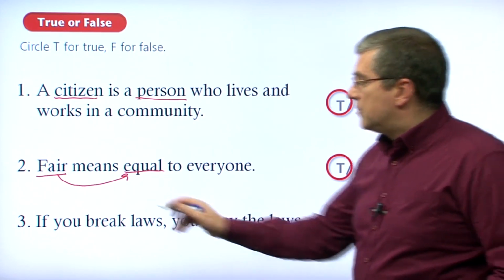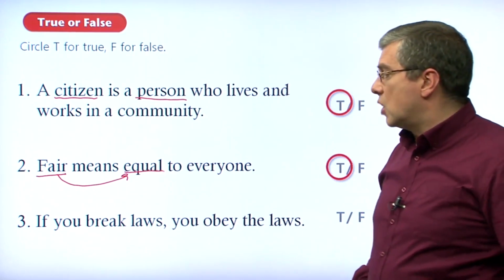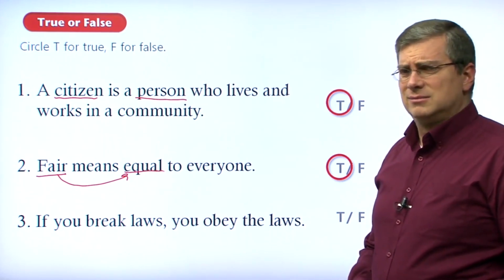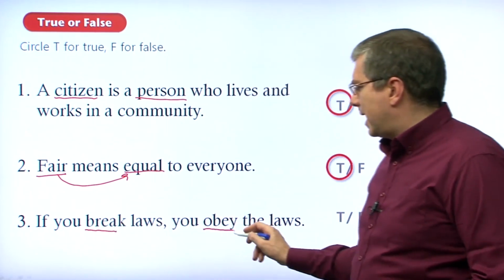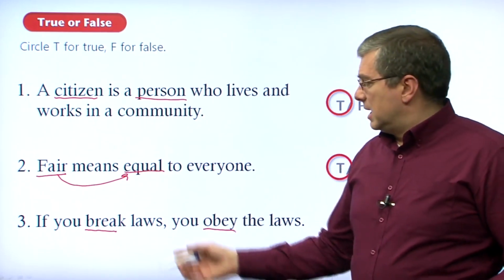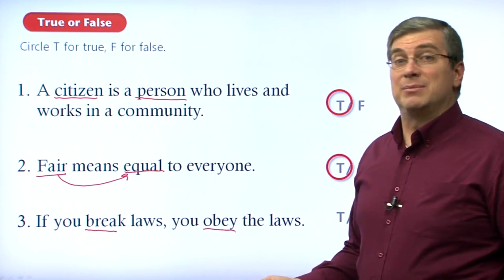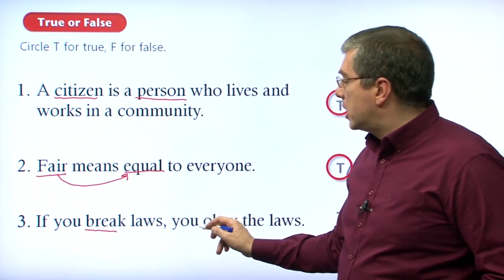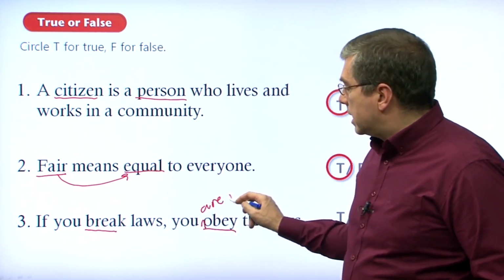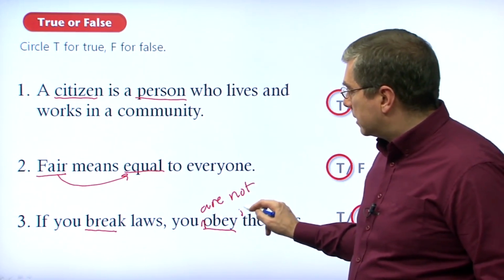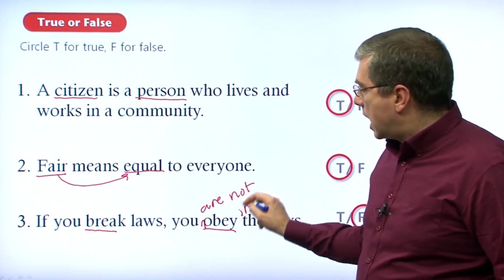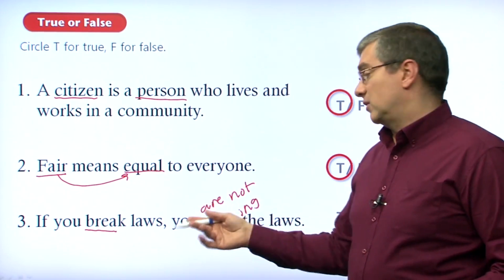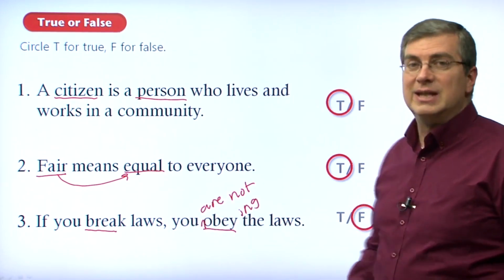Okay, number 3. If you break the law, you don't obey the law. If you break laws, you obey the law. Does that sound right? No, it doesn't, because break and obey are opposites, right? You can't break the law and obey the law at the same time. That doesn't make sense, right? So that's false. If you break a law, you are not obeying the laws. That's true, but we have to change the sentence. So the number 3, that sentence is false.